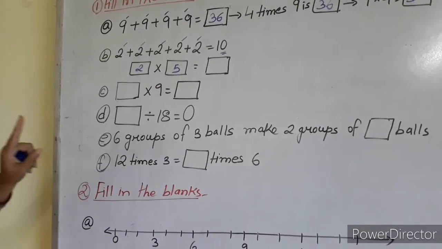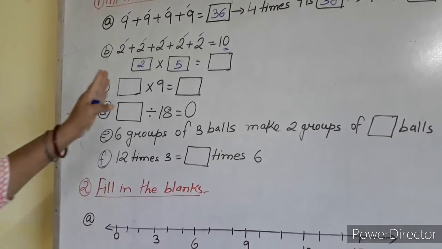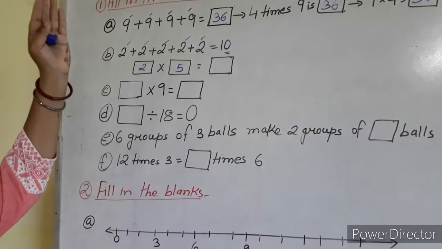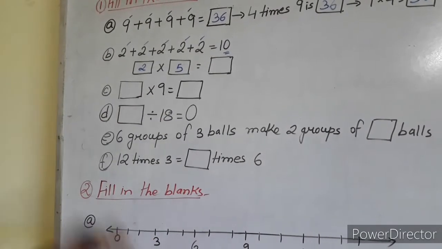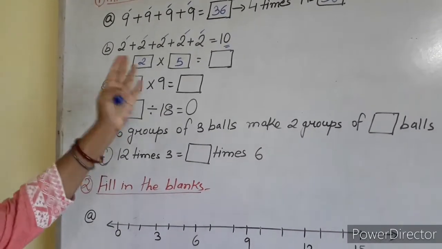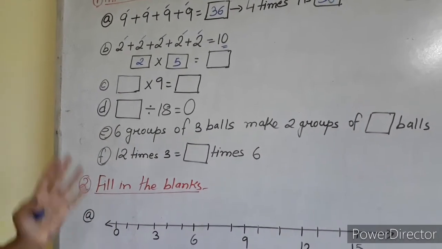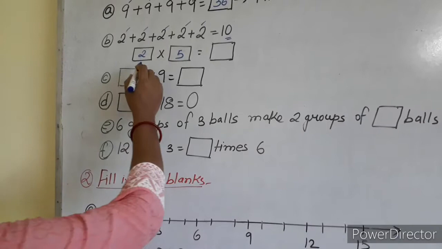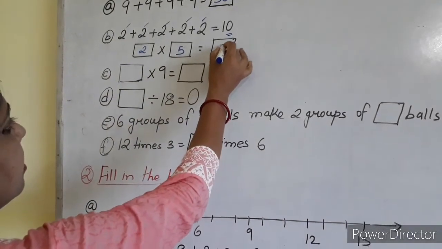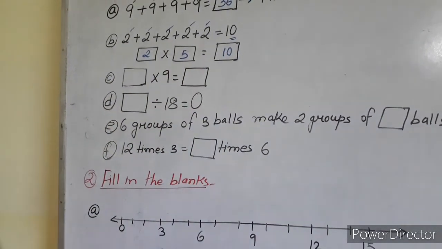Any one method you have to follow. If you write 2 into 5, then you have to follow that for the other sums. And if you write 5 into 2, you have to do the other sums like 5 into 2. You have to follow any one method. So 2 into 5 is 10. In both methods you can do it.